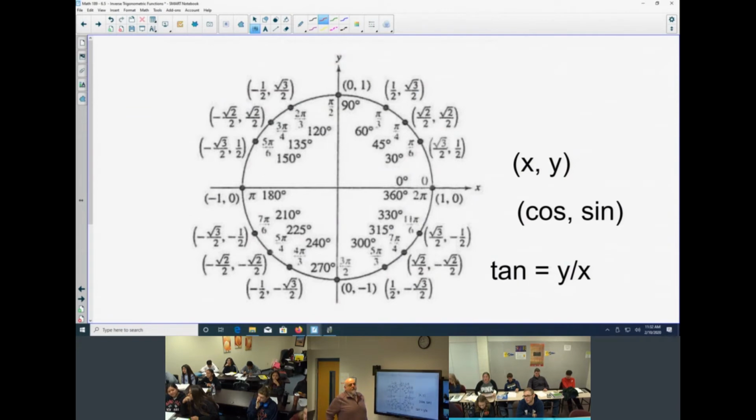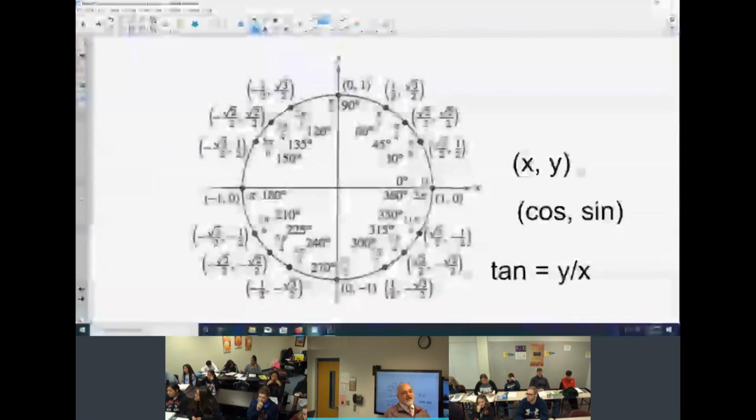Wouldn't it be undefined? Or no? Nope. I am not sure then. Okay, so here's what you're looking for: look for the angle where the ratio of the sine value, the y, over the cosine would simplify to radical 3.